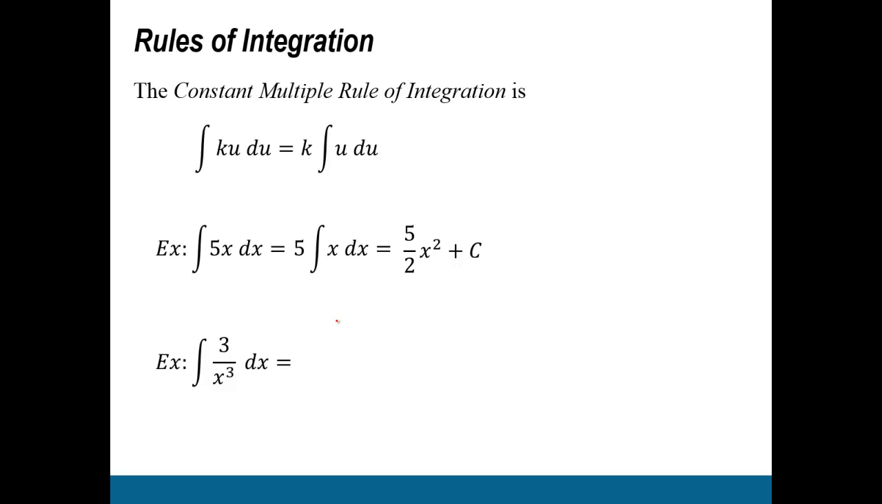Next, we're asked to integrate 3 divided by x cubed dx. So here we'll use the constant multiple rule as well as the negative exponent rule. We'll pull 3 in front of the integral operator, and we'll rewrite 1 divided by x cubed as x to the negative third power. We'll now integrate x to the negative third power as negative x to the negative second power divided by 2. We'll multiply by 3, which simplifies to give us the result negative 3 divided by the quantity 2x squared plus the arbitrary constant.